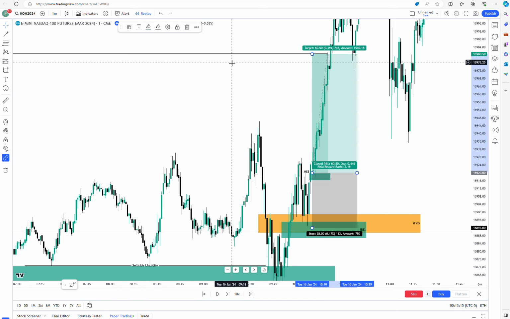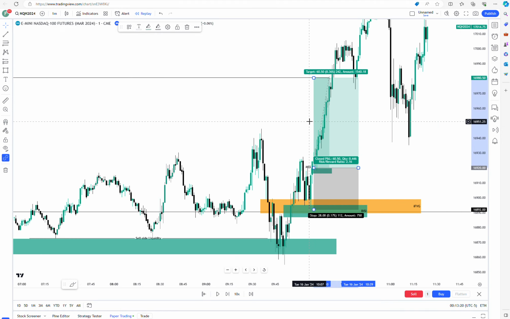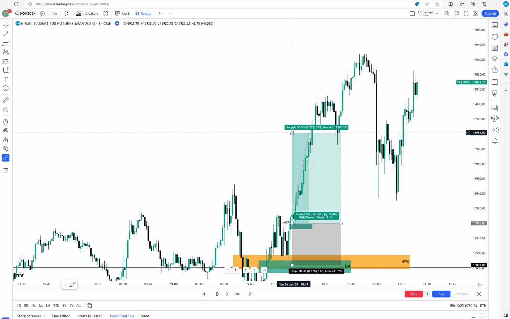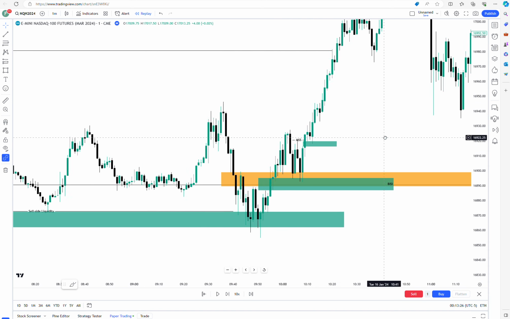This high, whatever this was. This was like an accumulation pocket, I believe. Yeah, there you go. So that would yield you a 1 to 2 risk to reward. And if you wanted to go 1 to 3, you could do that too, right? So you can see that there's always opportunities to enter the market.